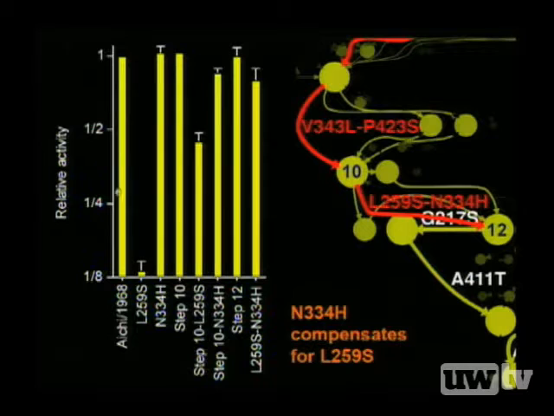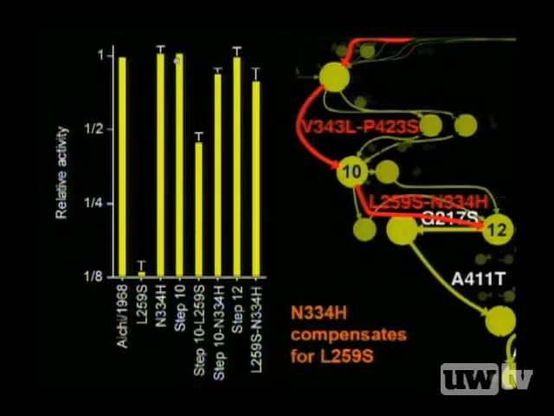So when we look at the virus from 1968, its nucleoprotein is highly functional. The L259S mutation is highly detrimental to that protein. This is what I've already described. And this N334H mutation doesn't really have any effect. It appears to be neutral.